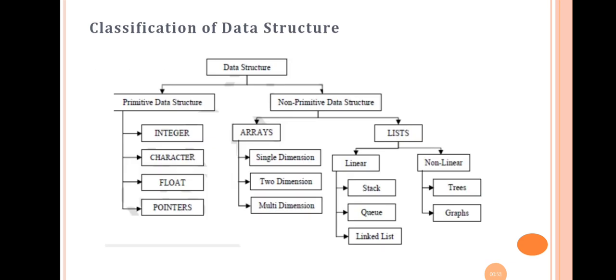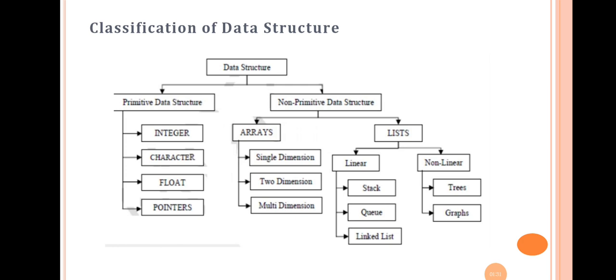So this is a classification of data structure. Data structure is divided into two types. The first one is primitive data type and the next one is non-primitive data type. In primitive data types we have integer, character, float and pointer. Non-primitive data types are divided into two types: one is array and another one is list. In an array we have three types of arrays: the first one is single dimension array, then two-dimensional array, and the final one is multi-dimensional array.